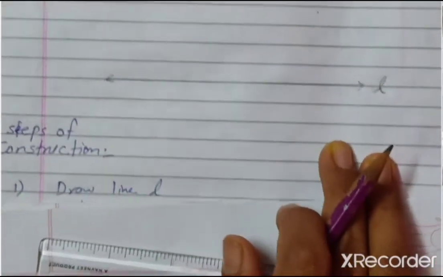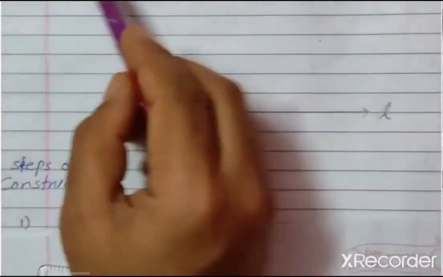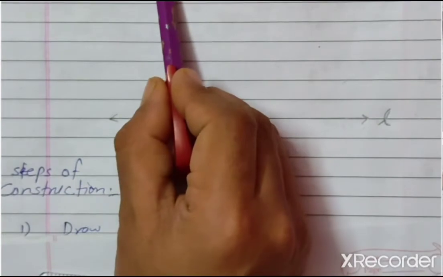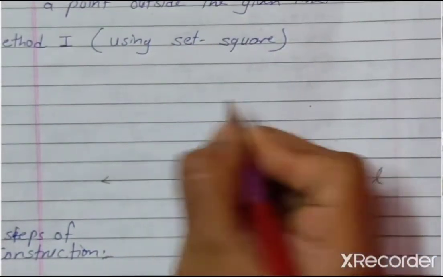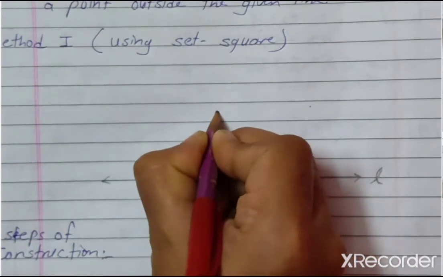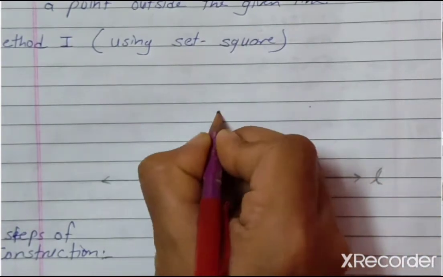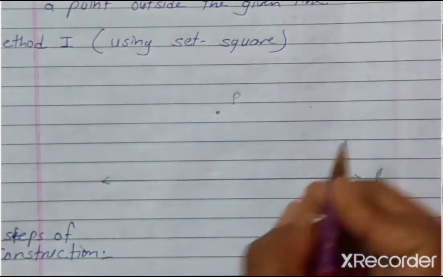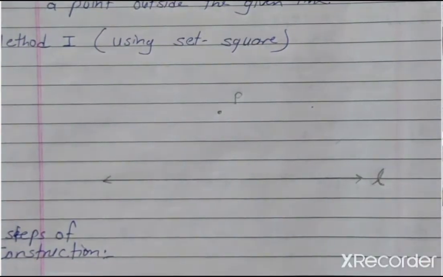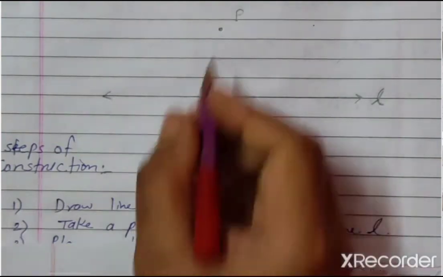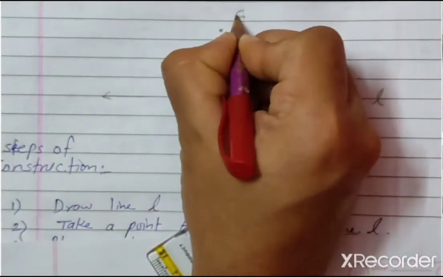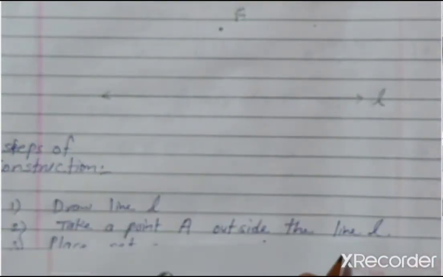Next step is we are going to take a point which is outside the line. So here I am taking, suppose, point P. So this point P is outside the line L. Let us write down the second step. Take a point, suppose here I take A. Point A outside the line L.